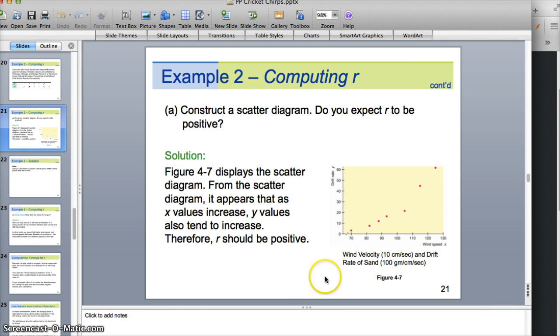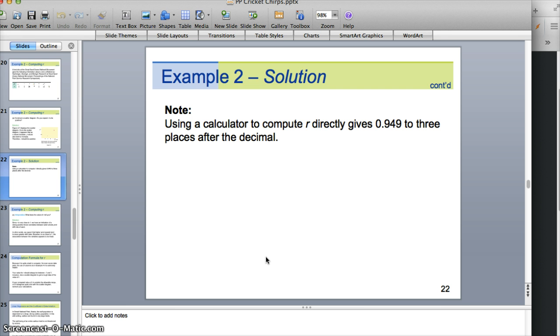Here's a scatter diagram. Figure 4-7 displays a scatter diagram. From the scatter diagram, it appears that as x values increase, y values also tend to increase. Therefore, R should be positive. Using a calculator to compute R directly gives 0.949 to 3 decimal places.